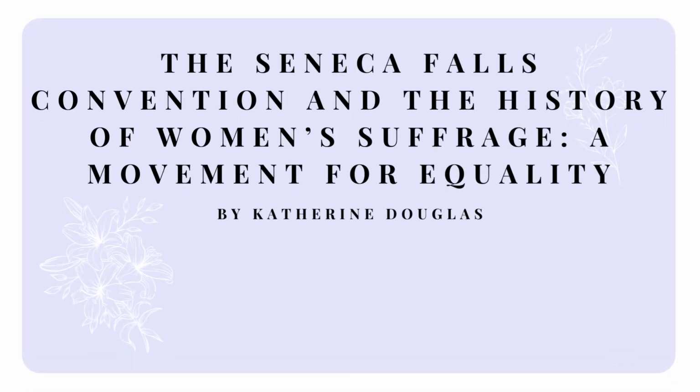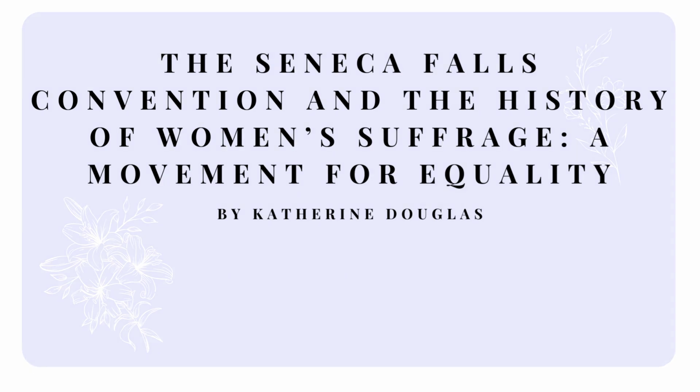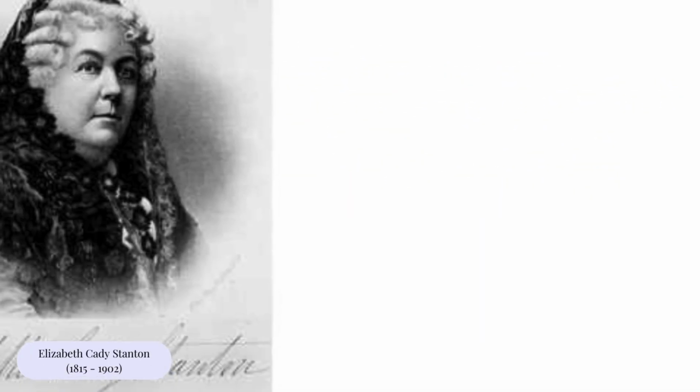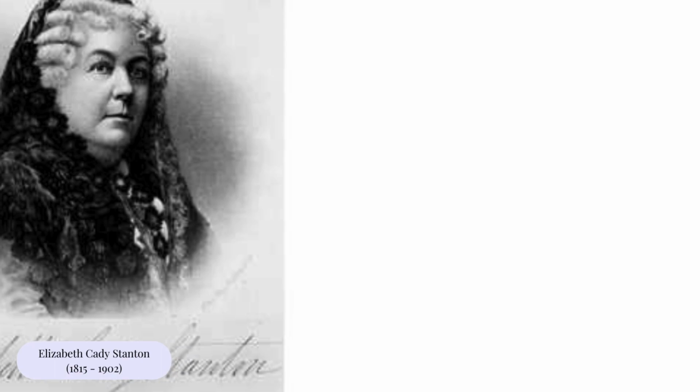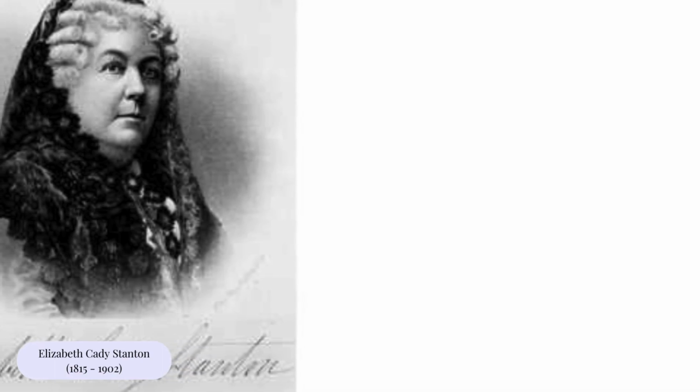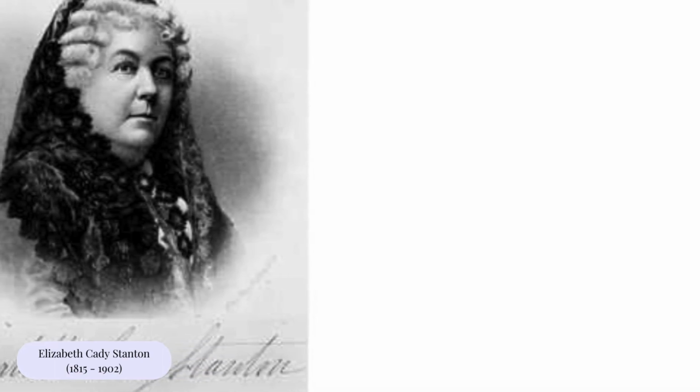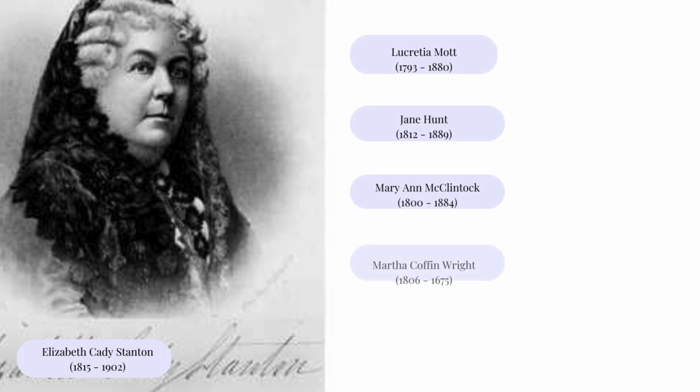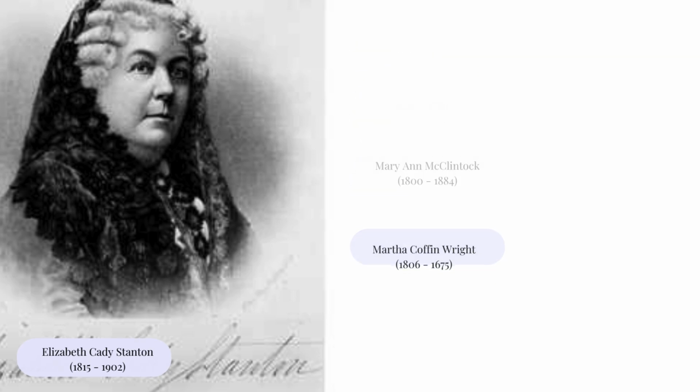The Seneca Falls Convention and the History of Women's Suffrage, a Movement for Equality. Elizabeth Cady Stanton was an activist in the abolitionist movement, the temperance movement, and the women's suffrage movement. In July of 1848, she met with Lucretia Mott, Jane Hunt, Mary Ann McClintock, and Martha Coffin Wright, where they discussed women's rights and decided to organize the first women's rights convention in Seneca Falls, New York.